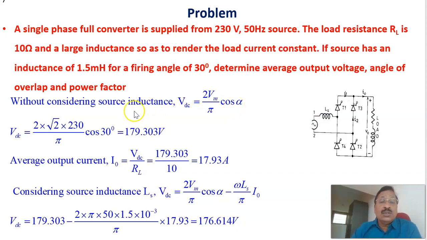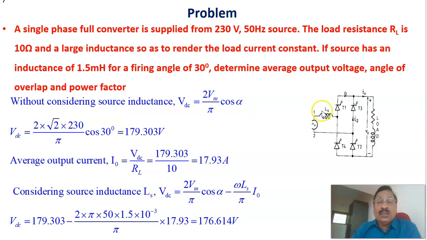Without considering the source inductance, the voltage VDC equals 2Vm/π times cos α, where Vm equals root 2 times the RMS value. The RMS value is 230, so root 2 times 230 divided by π into cos 30, with the firing angle given as 30 degrees, which equals 179.303 volts.